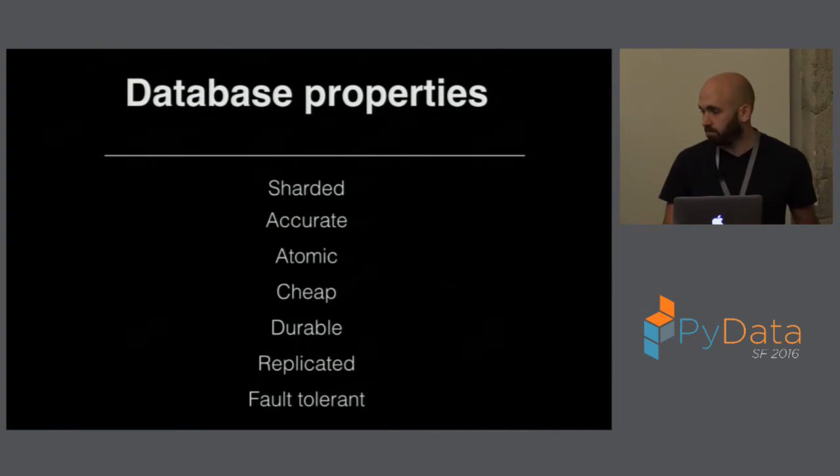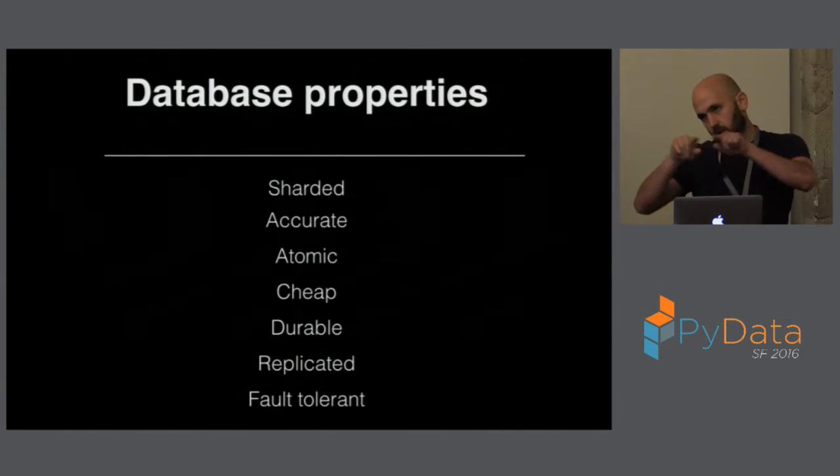Accuracy is needed to actually give you the correct answers. Atomic refers to whether you can make updates in a repeatable way and whether any errors will land you up with bad data, which you never want. Cheap. Durable is whether you lose your data or not. Replicated, whether you can have copies of it.